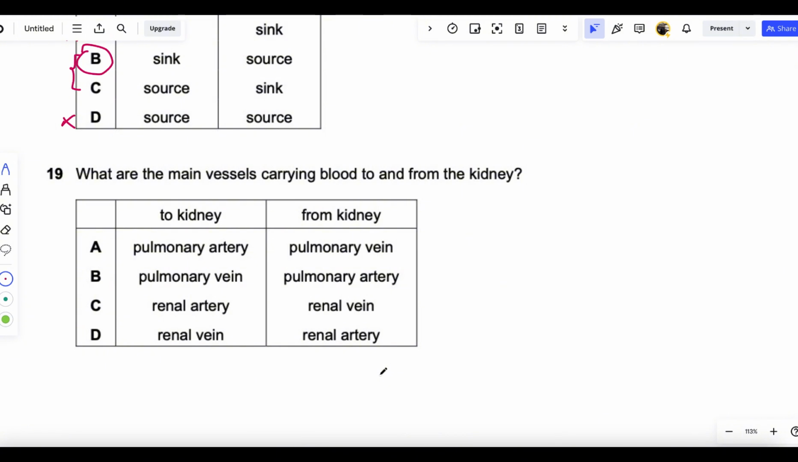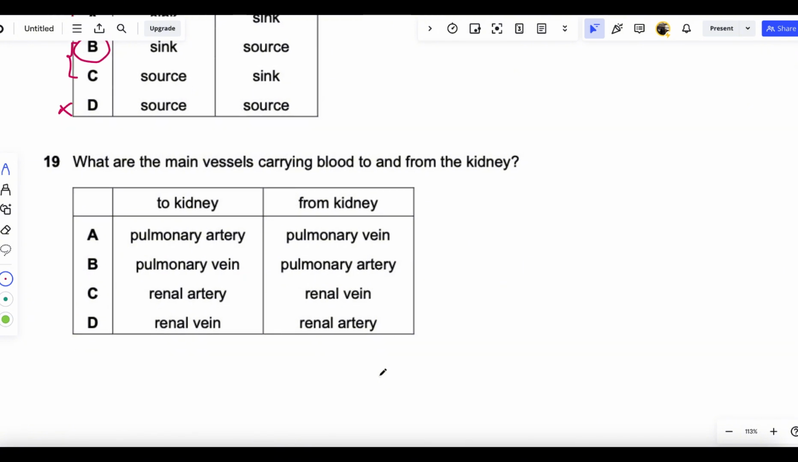Question number 19. We say, what are the main vessels that carry blood to and from the kidney? The main vessels that carry blood to and from the kidney. Okay. In the kidney, it's called renal. Renal, whether you are saying renal artery or renal vein. So the vessels are called renal. If you see pulmonary, pulmonary is the one that goes to the lungs. Pulmonary artery and pulmonary vein are for the lung. So when we're talking about the kidney, it's about renal. Renal artery, renal vein.